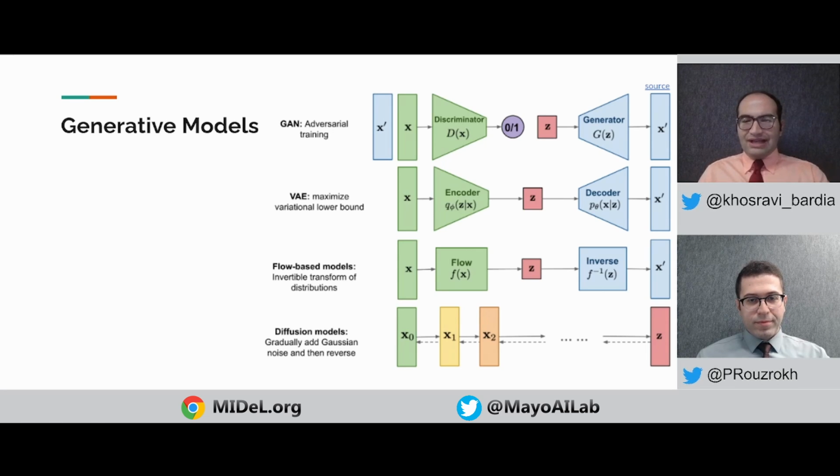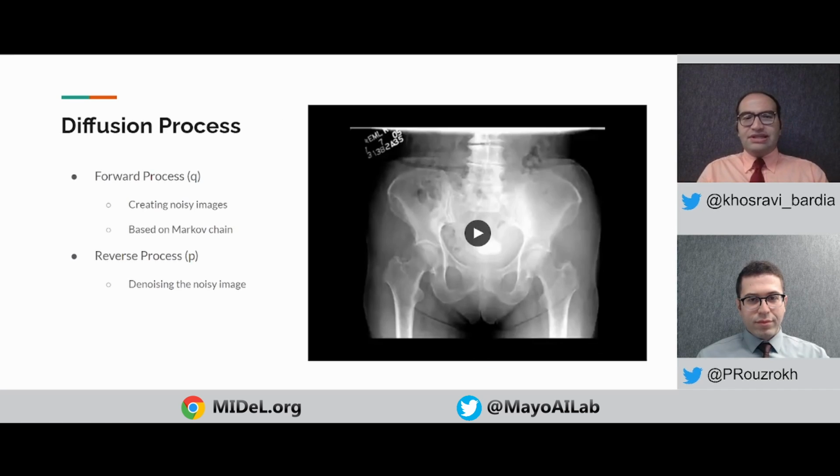So that's exactly the same. We want to encode our images into latent space Z and then get them back from Z to the original image. That's what's going to happen in this network as well. When we train the model, we take a sample of Z and get it back to an original, real image. The diffusion process has two parts: the forward process, denoted by Q, and a reverse process, denoted by P. The forward process essentially creates noisy images based on a Markov chain.